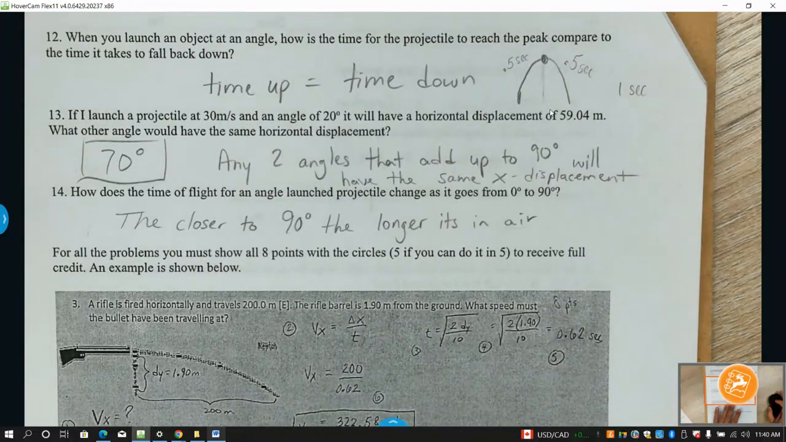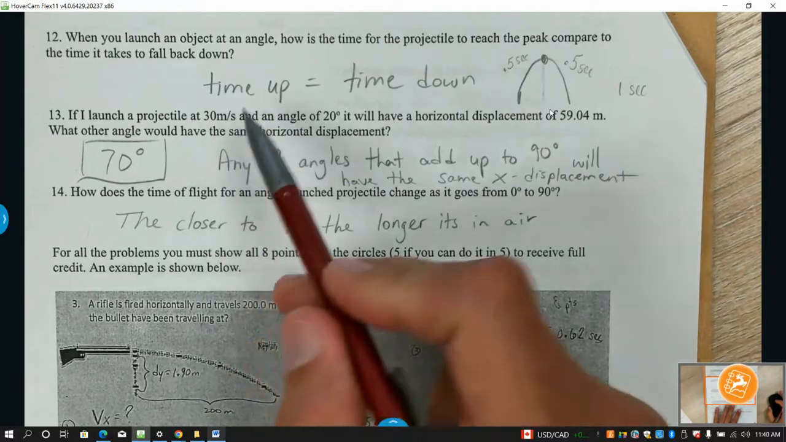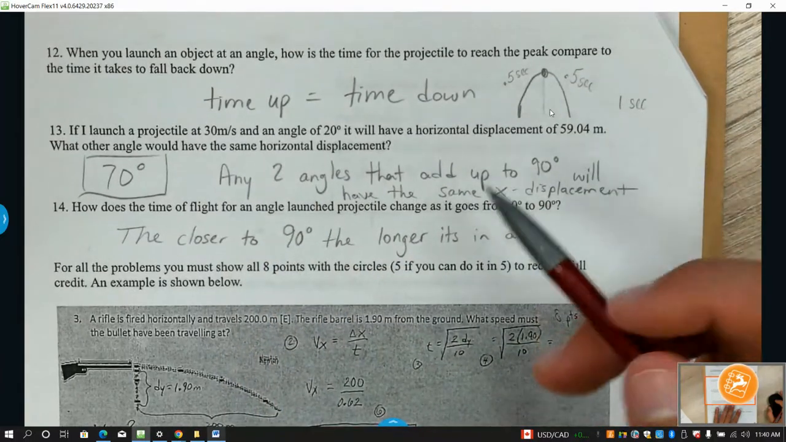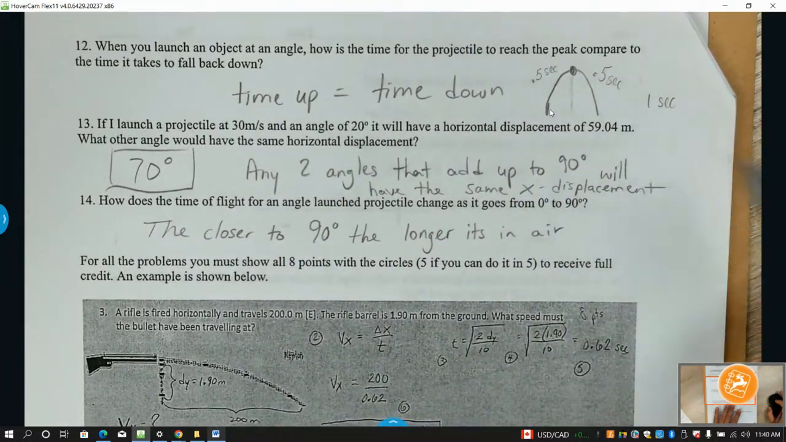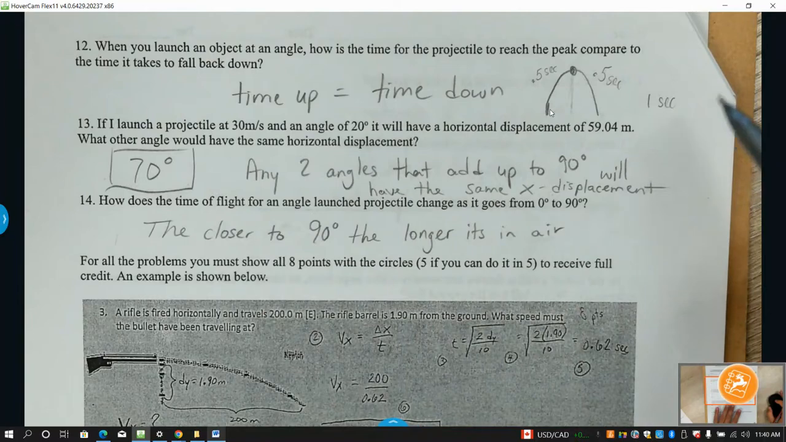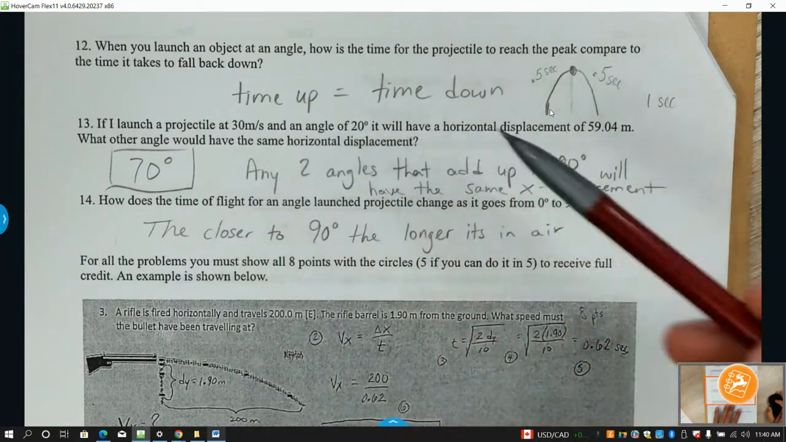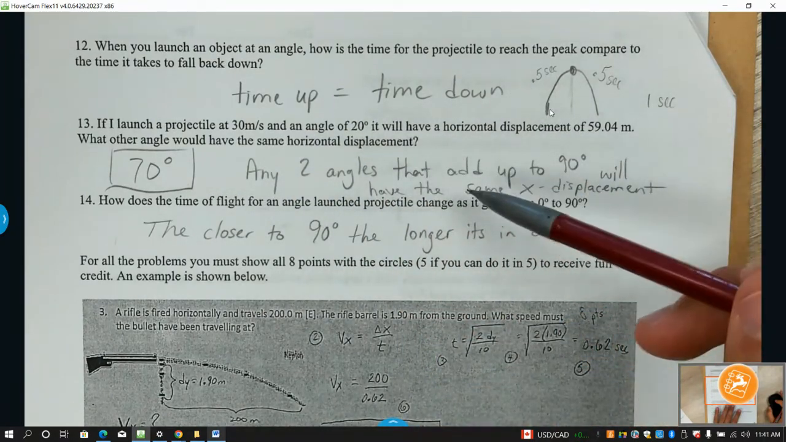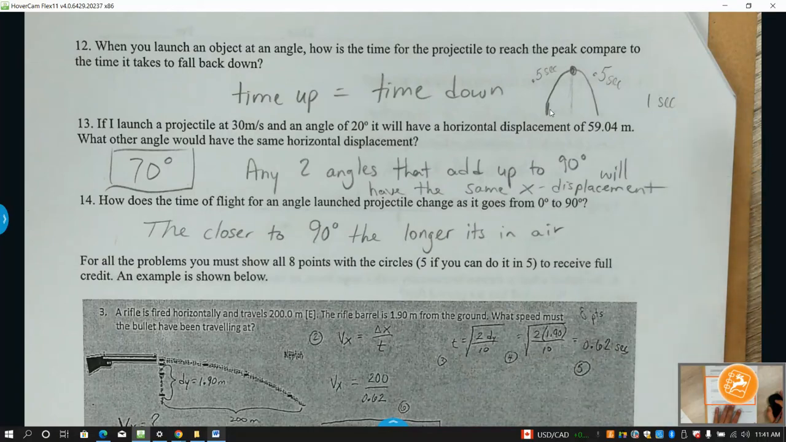If you were to launch a projectile at 30 meters per second at an angle of 20 degrees, let's say it has a horizontal displacement of 59.4 meters. What other angle would give the same horizontal displacement? 70 degrees. Why? Any two angles that add up to 90 degrees will have the same x displacement.